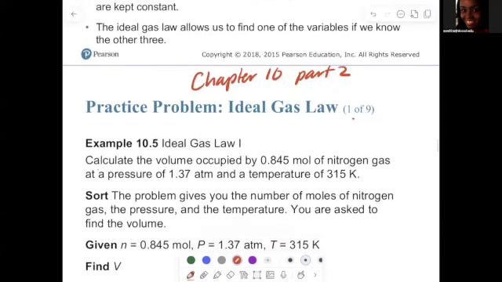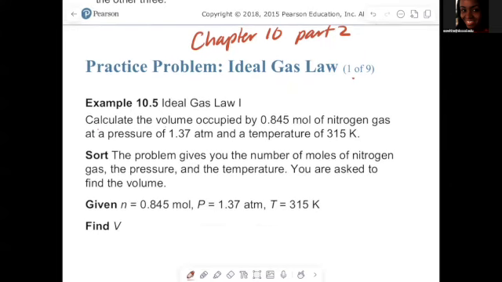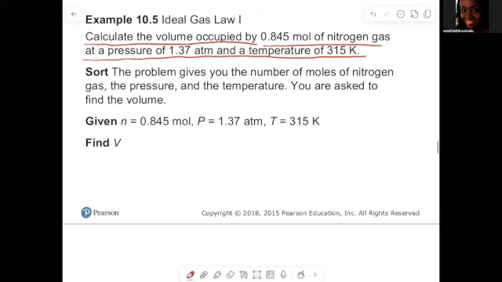Okay, we're starting with chapter 10, part 2. In this problem here, we're practicing ideal gas law. Calculate the volume occupied by 0.845 moles of nitrogen gas at a pressure of 1.37 atmospheres and temperature of 315 Kelvin. What we want is volume. We don't know what it is, but it's going to be in liters, right?